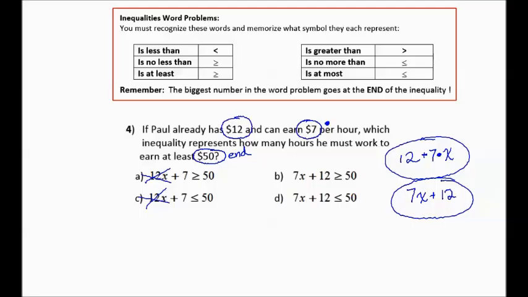The only thing we need to figure out now is whether it's inequality greater than or inequality less than. For that, we refer to our key words. He says he must work to earn at least. At least means that number or more. At least. So the inequality should be a greater than, which means that this is not it. Our option would be option B.